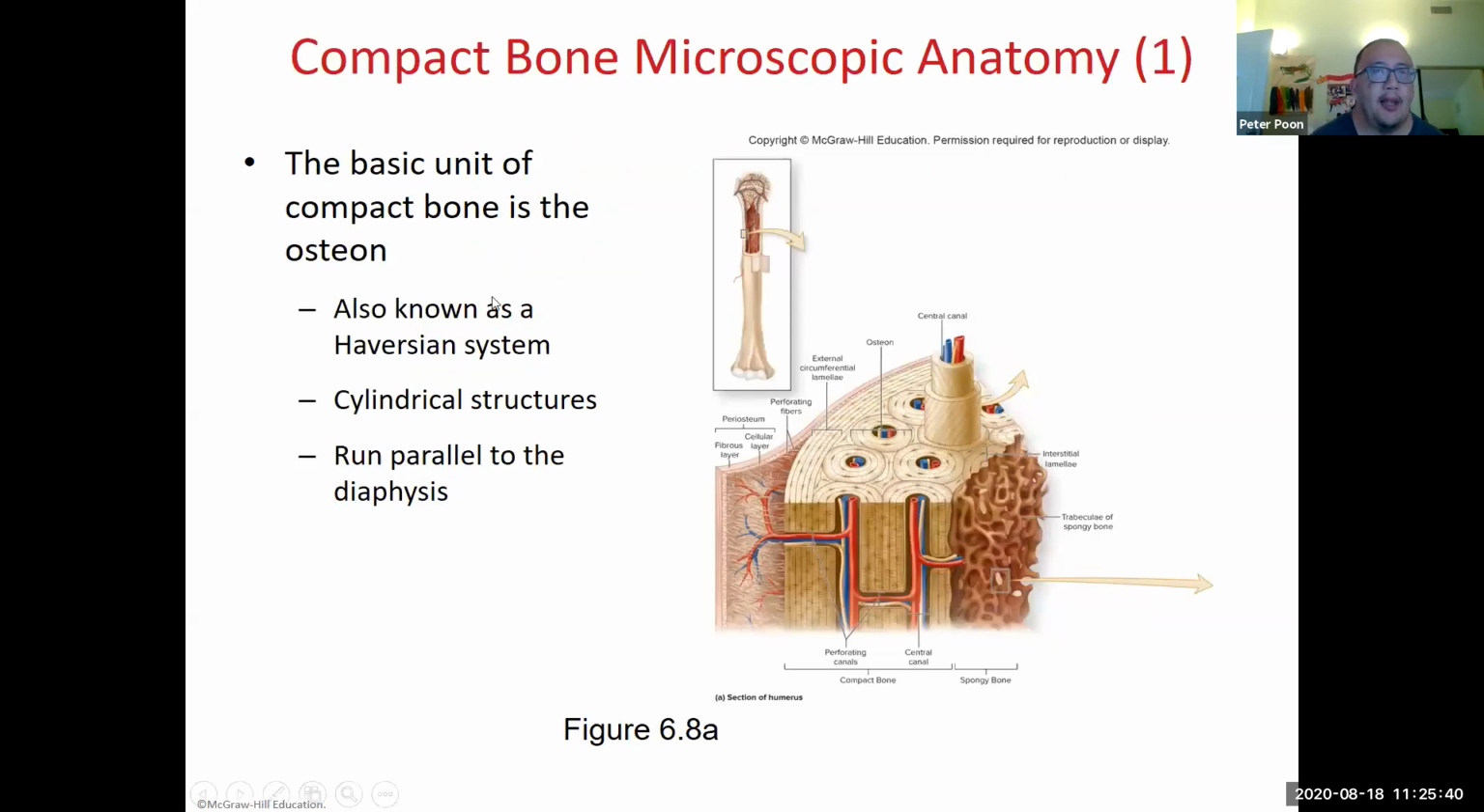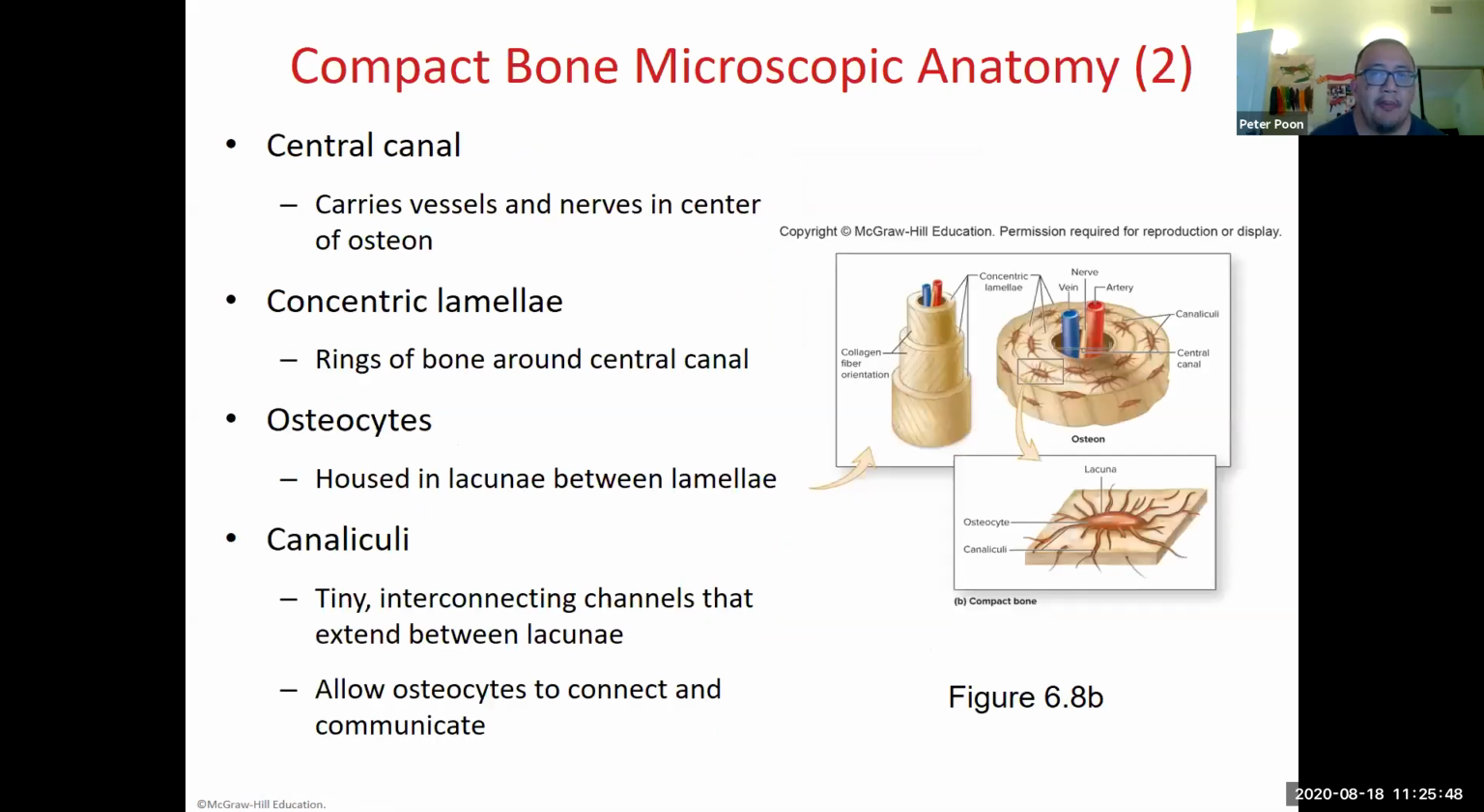The basic unit of compact bone is the osteon. It's also known as the Haversian system. So let's talk about the parts of the osteon. The osteon is one of those things that look like tree rings. The thing that runs in the middle of the osteon.